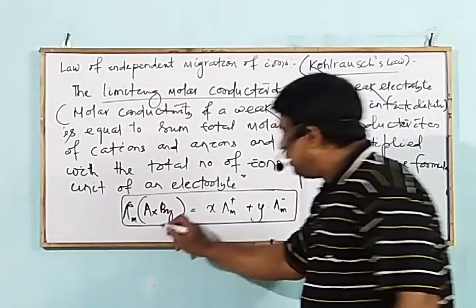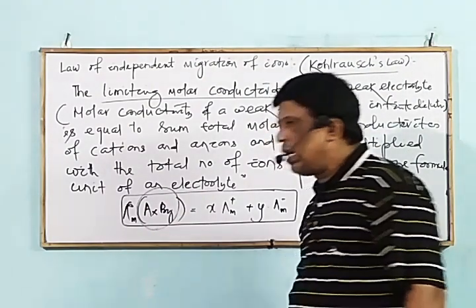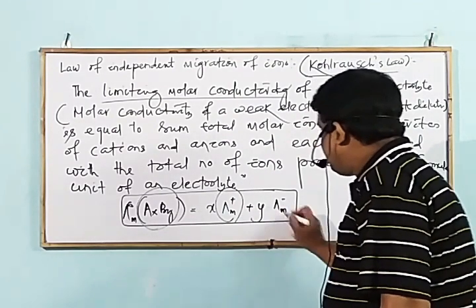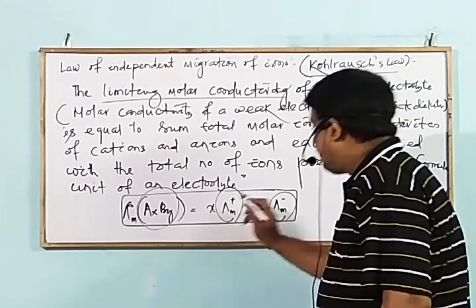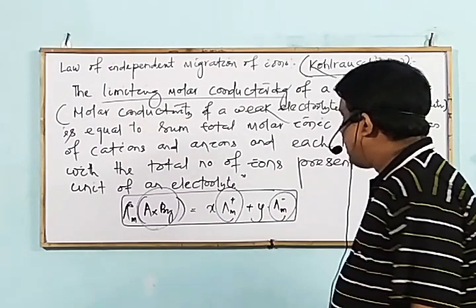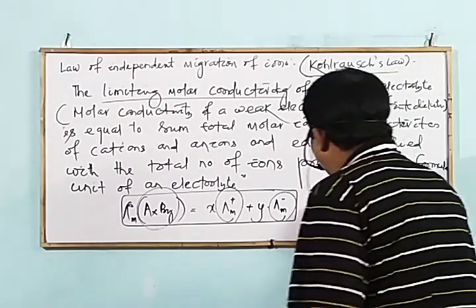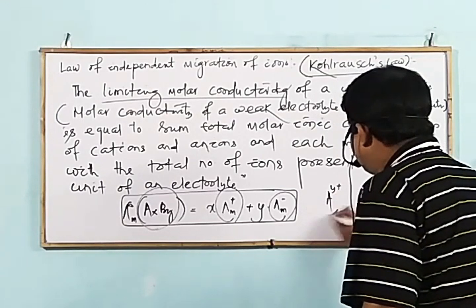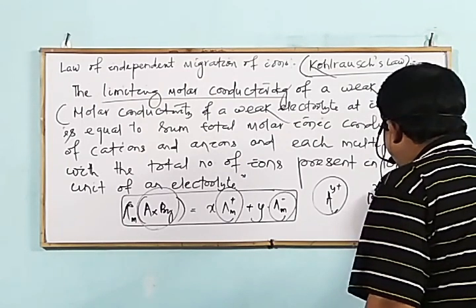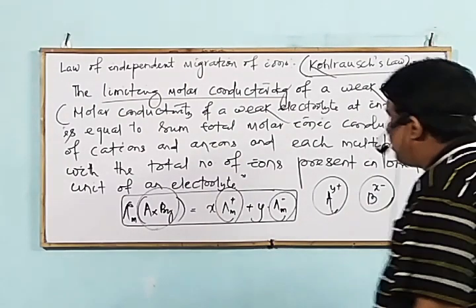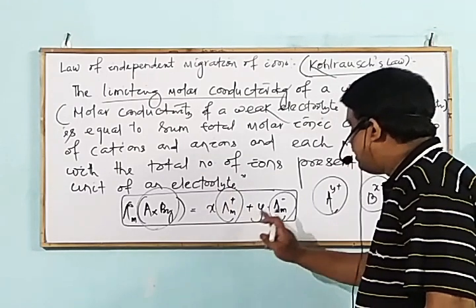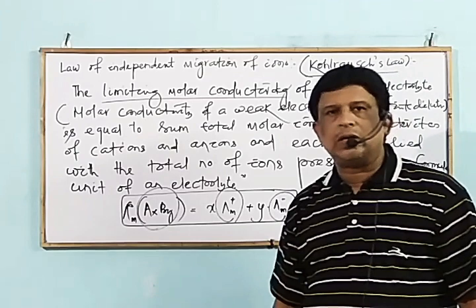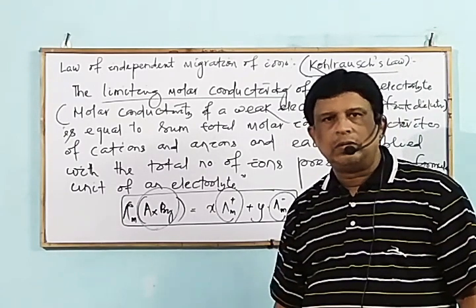Mark that. This AxBy is known as the weak electrolyte. Here, these two terms are the molar conductivity of the cation and the molar conductivity of the anion. Which one is the cation? The formula unit of the cation is A to the power y plus, while B to the power x minus is known as the anion. And x is the number of cations, y is the number of anions. It is the mathematical expression of Kohlrausch's law.